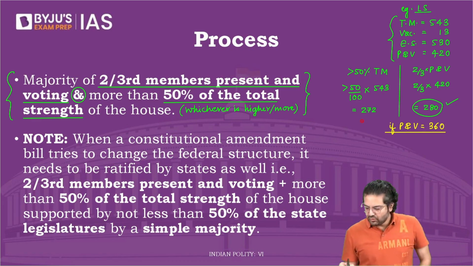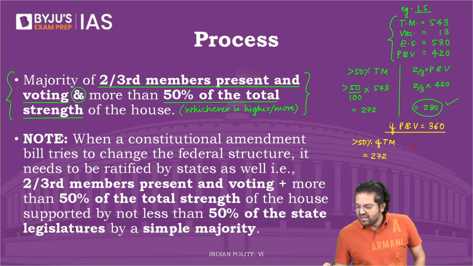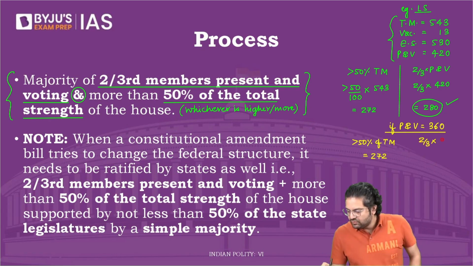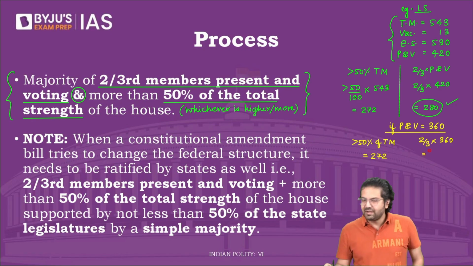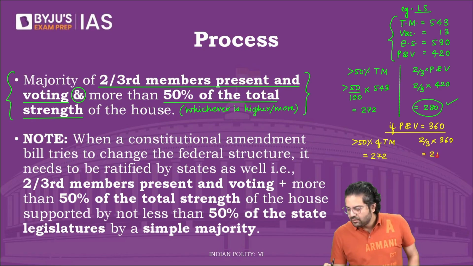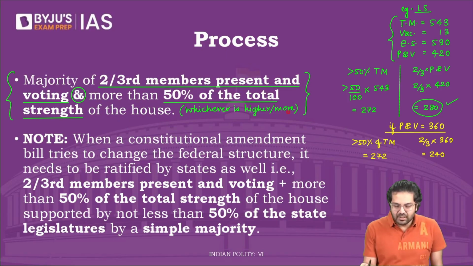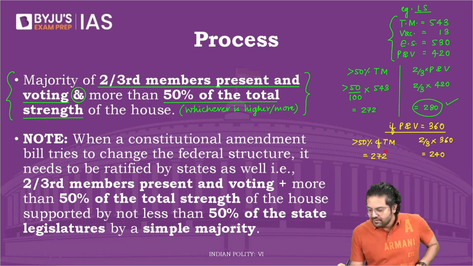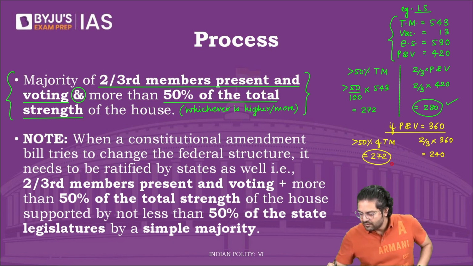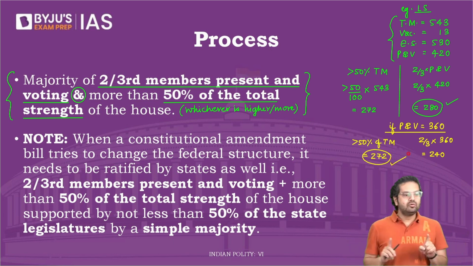This is same, yes or no? More than 50% of total membership. This will always be 272. PNV keeps on changing because people present keeps on changing. So 2/3 into 360. Of course, you correctly calculated it. It comes to 240. But how many people are required to change the constitution? Can we read this statement here? Everybody, whichever is higher, yes or no? Right? Which is higher? This number is higher. Are we clear now? All those who mentioned 240.